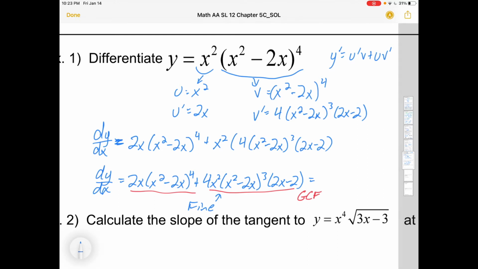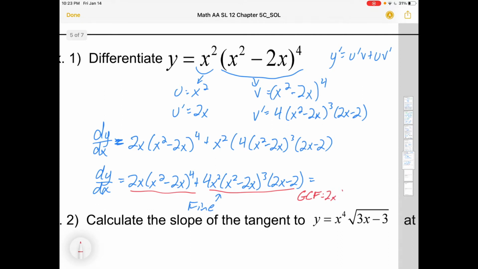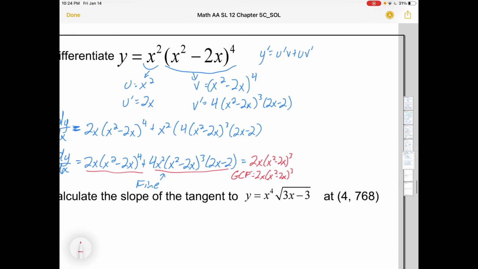There's a common factor of 2, of x, and also of (x² − 2x)³. That's a power that they all share at the very least. So you could do it like this: 2x, totally optional. Maybe I'm going to regret doing any of this. In that first portion, all I'd be left with is x² − 2x. In that second portion, to take out 2x out of 4x², you're left with 2x.